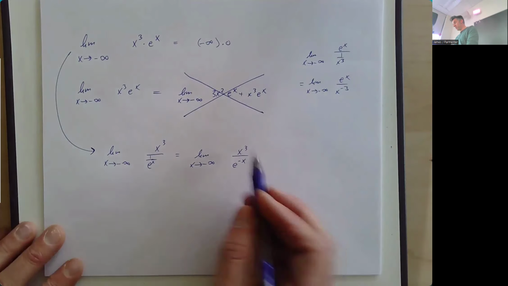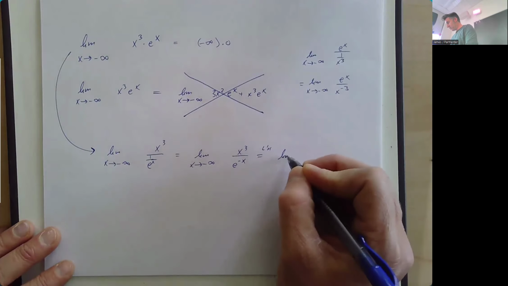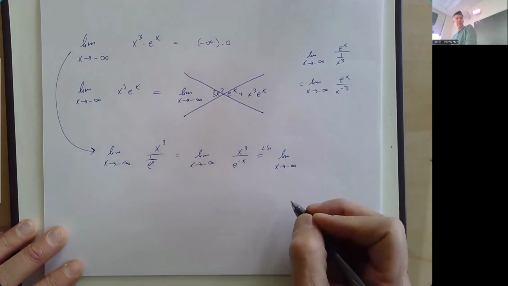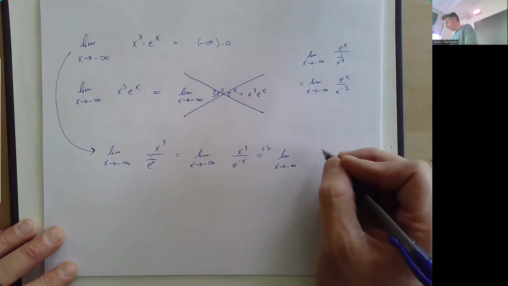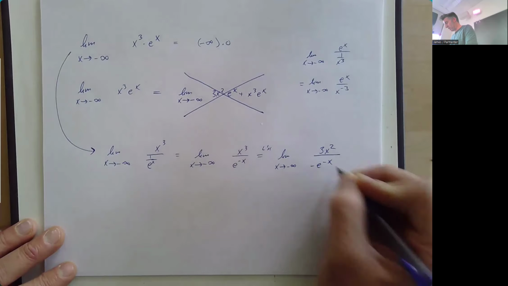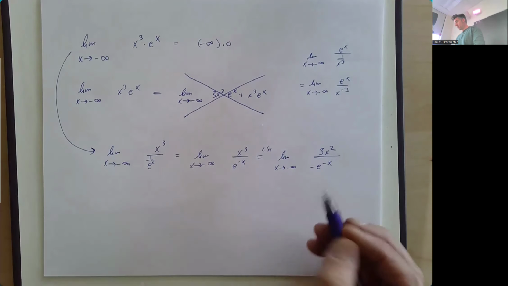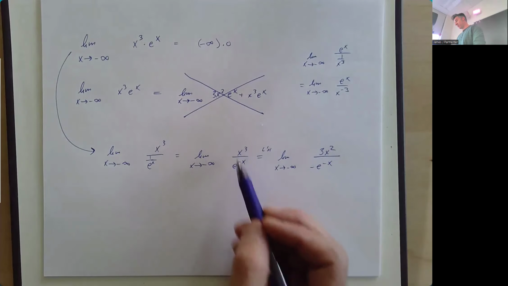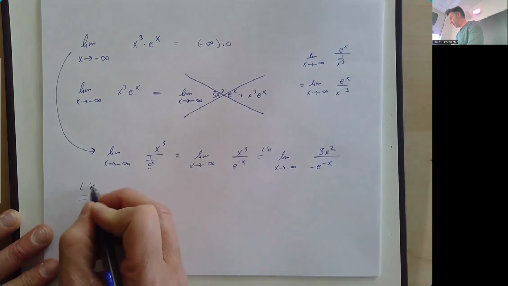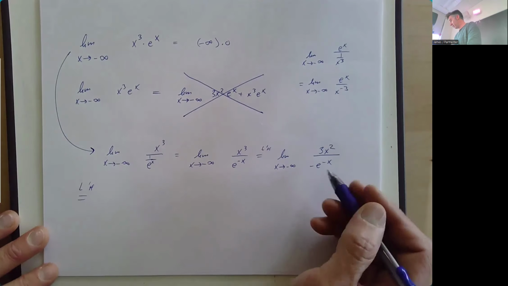Whereas when you do it this way and start using L'Hopital's rule, the power of the derivative of x cubed is going to get lesser and closer to 0. On top, the derivative is 3x squared. On the bottom, the derivative is negative e to the negative x. Still an infinity over infinity type. The top's going to infinity, the bottom's going to negative infinity.